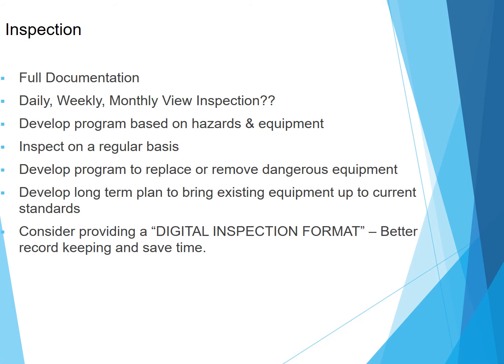The inspection program should be fully documented. Daily, weekly visual inspections, and monthly inspections should be documented. Develop a program based on the hazards and equipment that you have at your playground. Inspect on a regular basis. Develop a program to replace or remove dangerous equipment. Develop long-term plans to bring existing equipment up to current standards. Consider providing a digital inspection format for better record keeping and to save time.